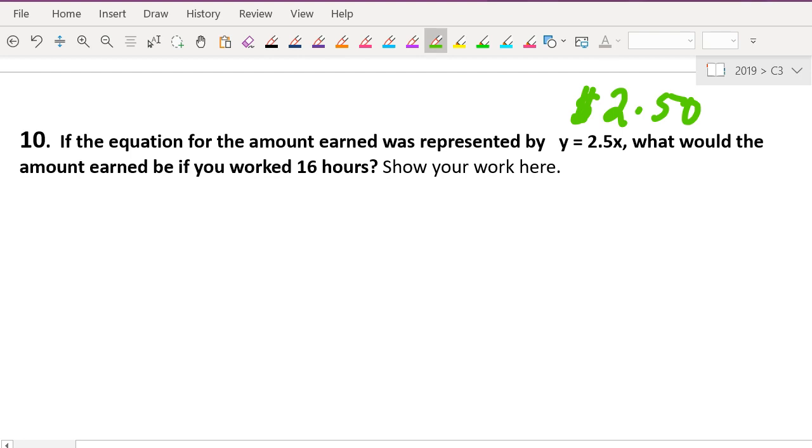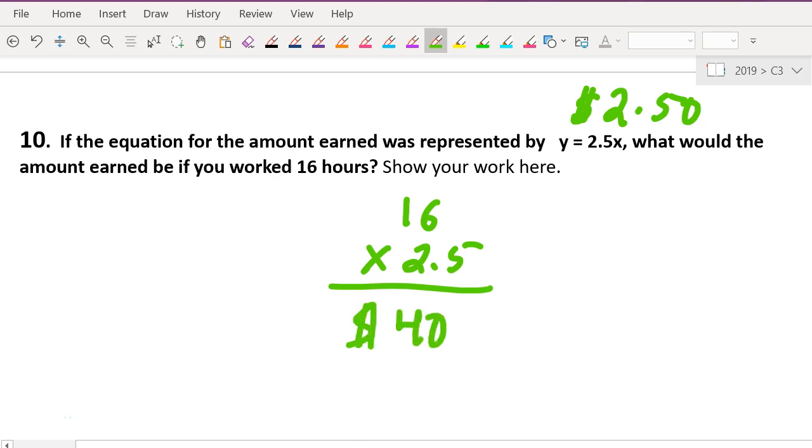2.50 times 16. Exactly. I'm going to do it the other way around though: 16 times 2.5. So what's that going to be? Well, a half of 16 is 8. So it's 32 plus 8. That's $40. I didn't show all the steps, obviously, but I think I'm right. Am I right? Yep.